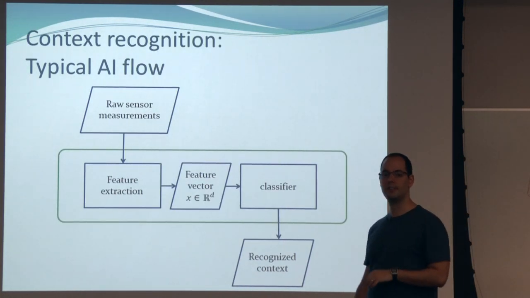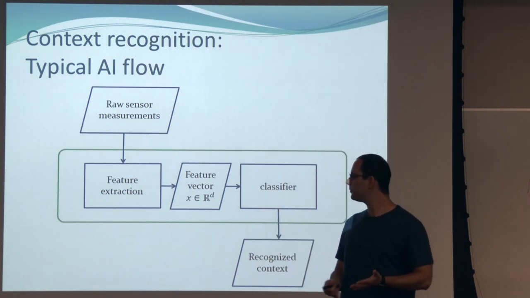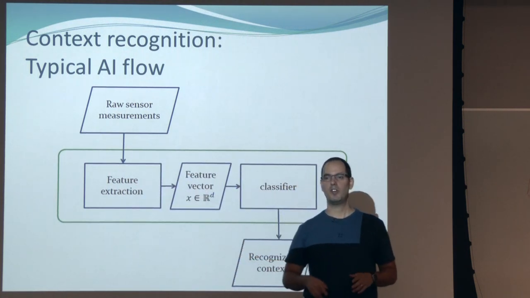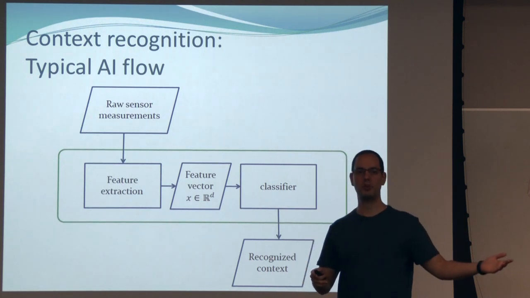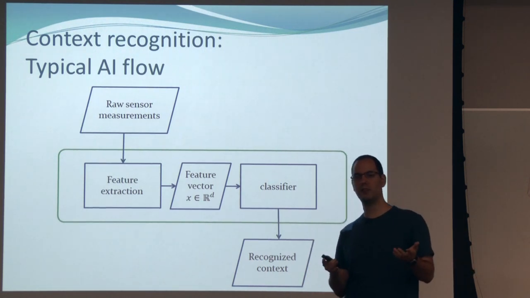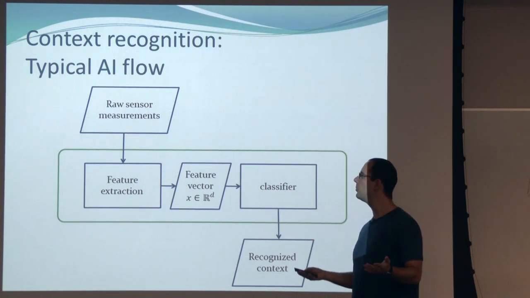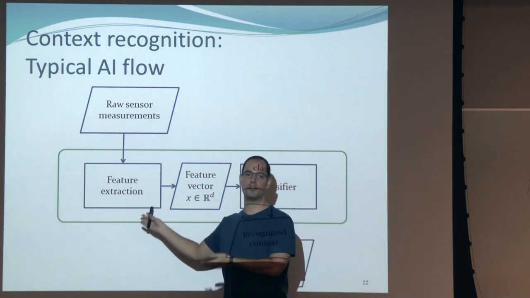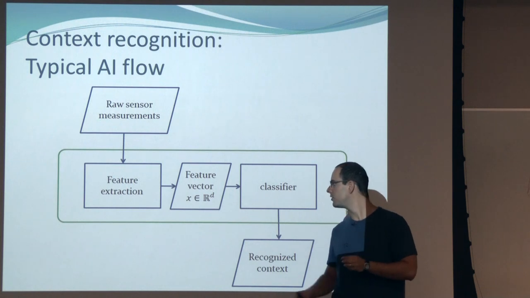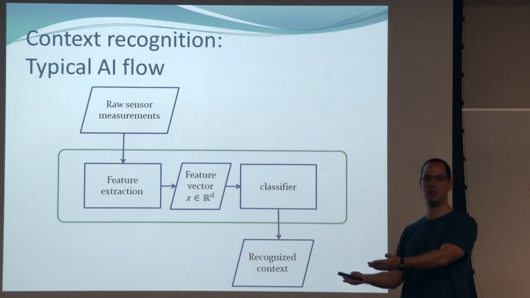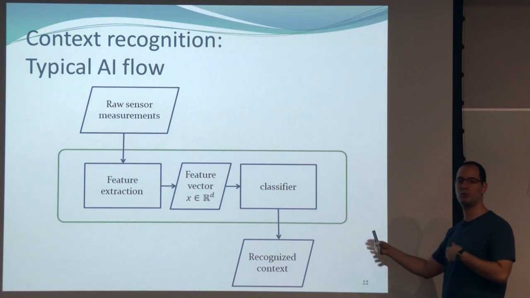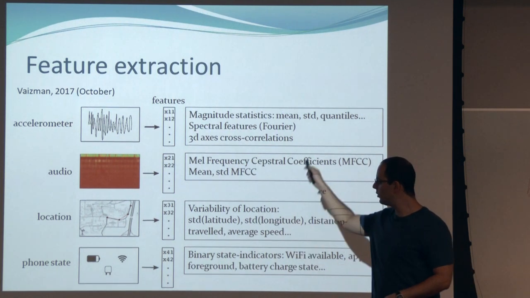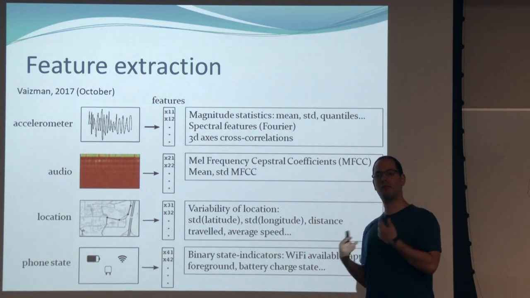Let's go back to the context recognition system. The AI system gets as input measurements from sensors. But these measurements are often very unstructured. They can be from different sensing modalities. And from each sensor, the measurements look differently. And they can have different durations or variable length. So usually, a typical architecture starts with a step of feature extraction, where you extract selected features into a feature vector, and then you feed the feature vector into the classifier that outputs the recognized context. For example, in our work, ExtraSensory, we worked with various different sensing modalities from the phone and from the watch.